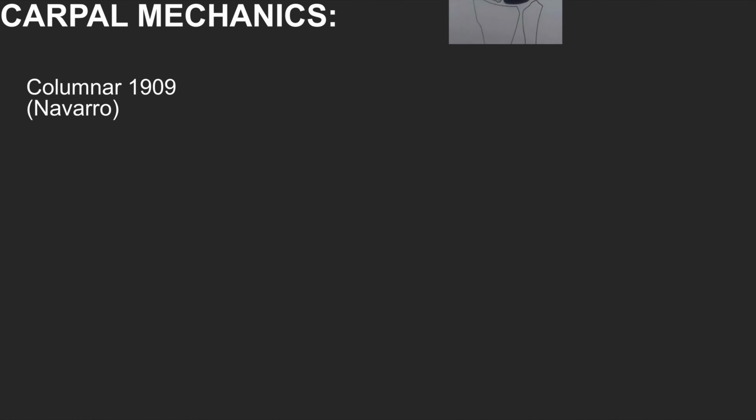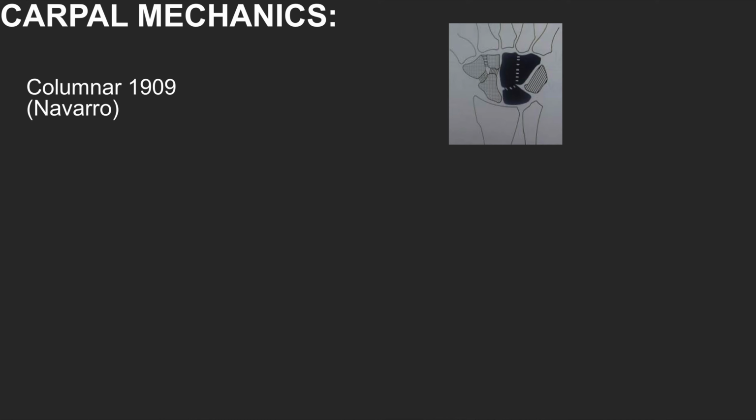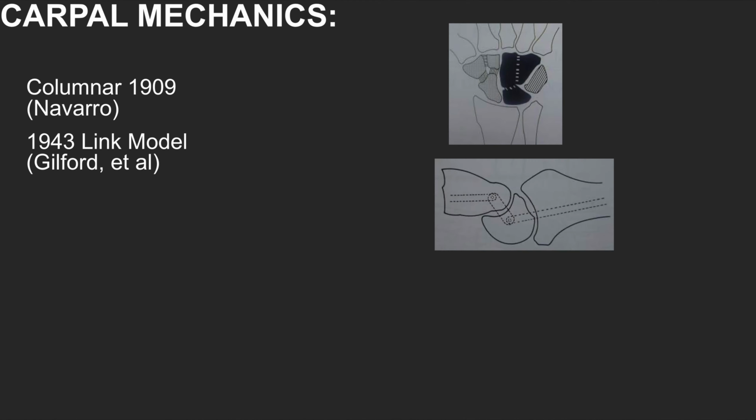Carpal mechanics have been described by various authors. Navarro in 1909 talked about the columnar theory with a radial, central, and ulnar column. The link model was proposed in the 1940s, where the radius, lunate, and capitate form a link with an intercalary segment, the scaphoid being the one that crosses the proximal and distal rows and connects the linked system.